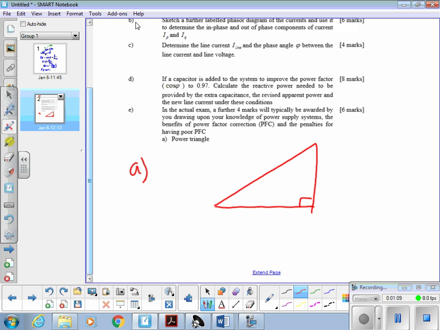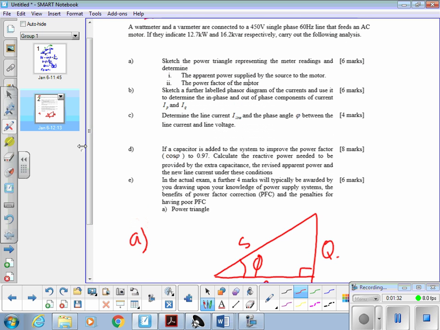How do I label the sides? Can we just do it freehand? Yeah, you don't need to do it with a ruler. S on there. P on the adjacent, because we're talking about that being the angle. And Q there. So, sketch the power triangle and determine the apparent power. We've got to determine S, and we've got to determine cos of the angle if you're being asked to find the power factor.